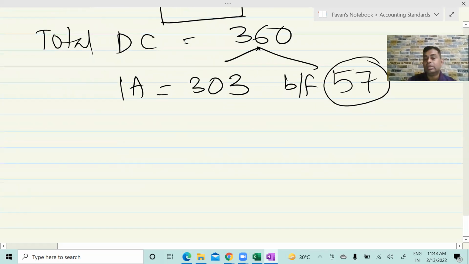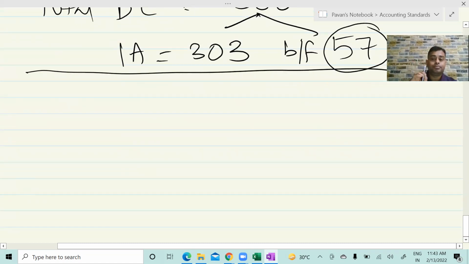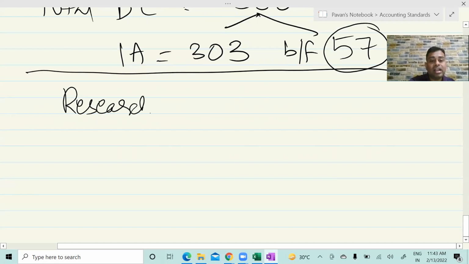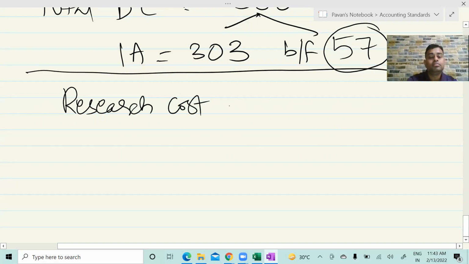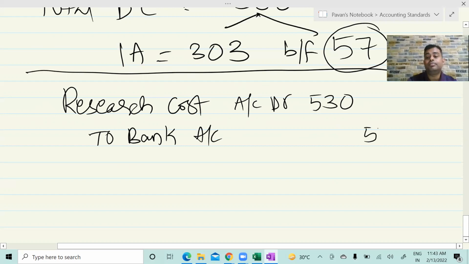Yes, sir. The problem is over, but taking it one step further, shall we write the journal entries for our understanding? Not forming part of the answer. You don't need to write it in the exam. So first journal entry will be research cost or research expense account debit 530 lakhs to bank, 530 lakhs. Correct?